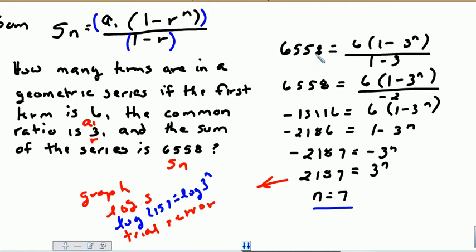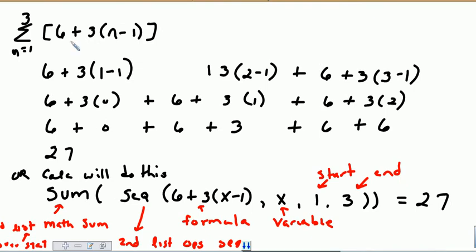One other thing I want to show you, we talked about this in class at some point, but make sure you remember what this funny little E looks like that we call sigma notation. This you can do on your calculator, so really quickly let me review what all of these numbers mean and the 2 different ways you can approach this kind of problem. Sigma n equals 1 to 3 of the quantity 6 plus 3 times n minus 1.